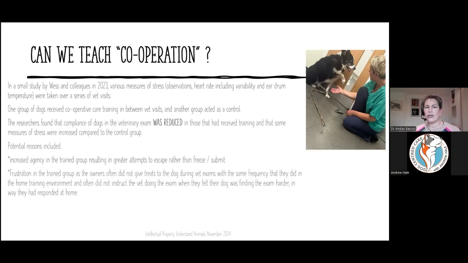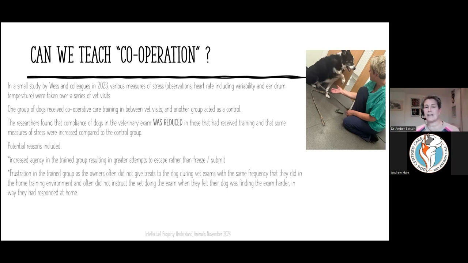What was an issue was that in the study, when it came to actually having the vet visit that they'd done the cooperative care training for, a lot of the owners during the vet visit didn't step in and do the procedures that they'd practiced in the cooperative care training.